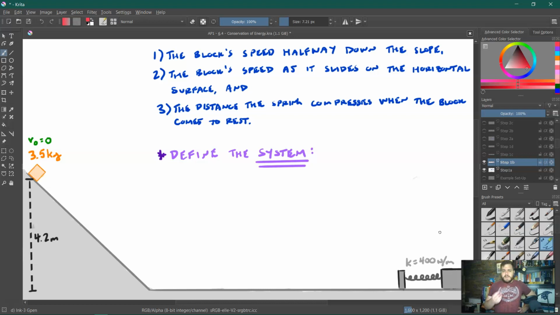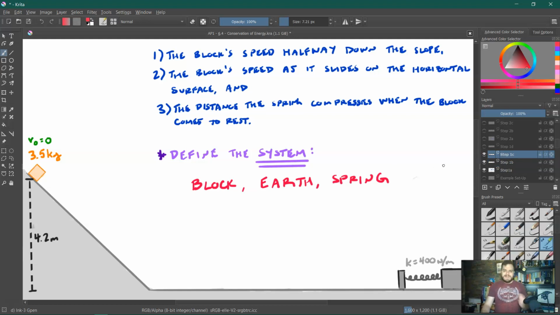Probably not, because one, it's frictionless. We don't need to worry about any force of friction. And although it is applying a force to the block, keeping it from going straight down, the source of the net force is actually going to be the gravity pulling it down the slope. And we've already included the Earth in the system. So that's probably enough: the block, the Earth, and the spring.